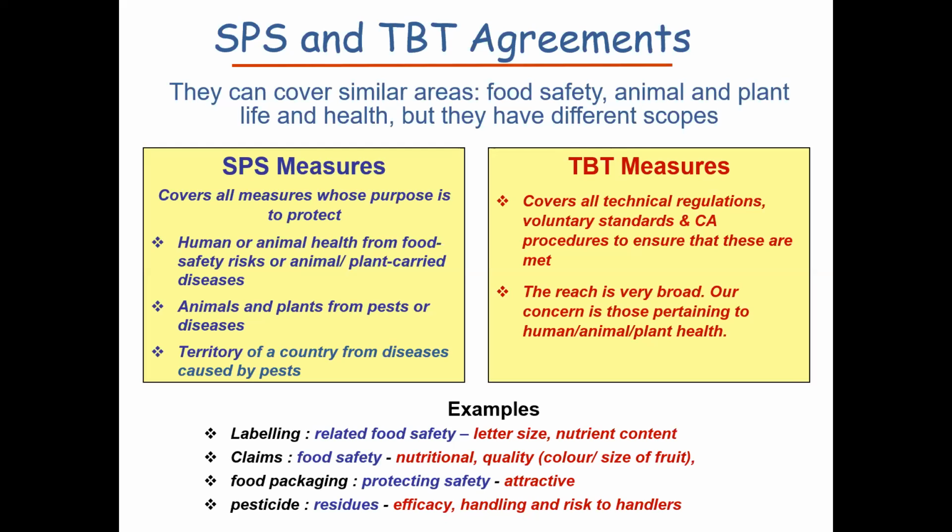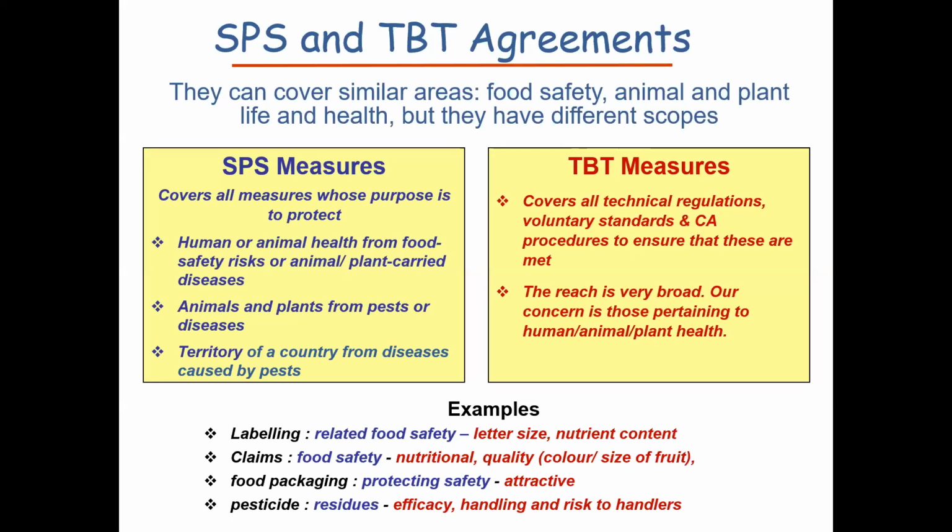I'll give you one more example of pesticides. Suppose pesticides have been applied. So if you're laying down the limit for residues, you lay down the limit of pesticide residues because of food safety issues. But if you are laying down the method for handling, how do you handle the pesticide? Or what is the efficacy of the pesticide? Then that is not a food safety issue, so it will be covered under the TBT agreement.